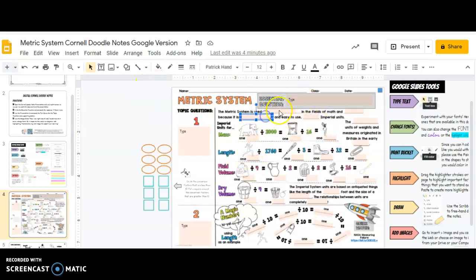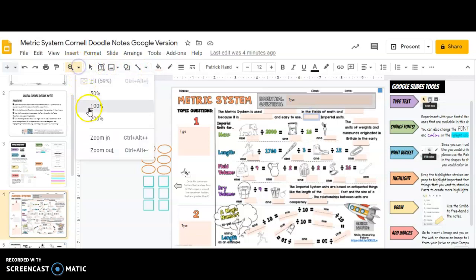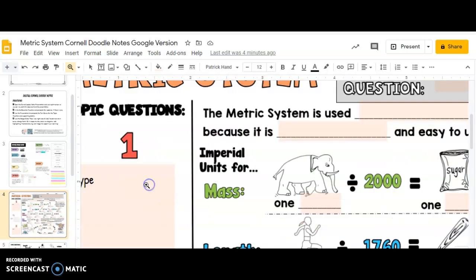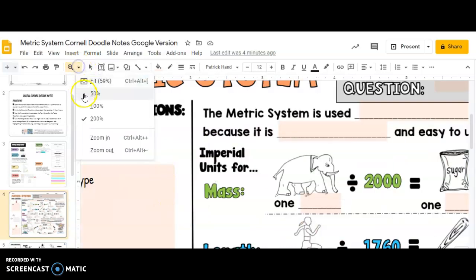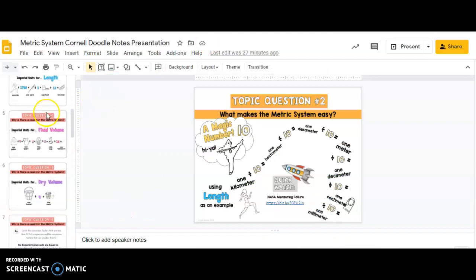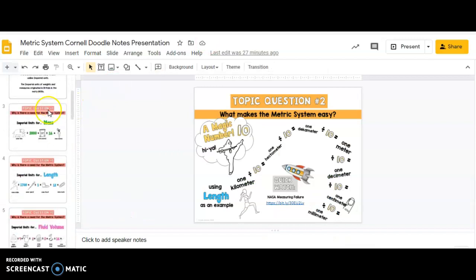You can see there's pink boxes all through it. And let me just zoom into that. And that's what you're typing in. What you're following along with to type in is the slideshow that I went over on Tuesday.